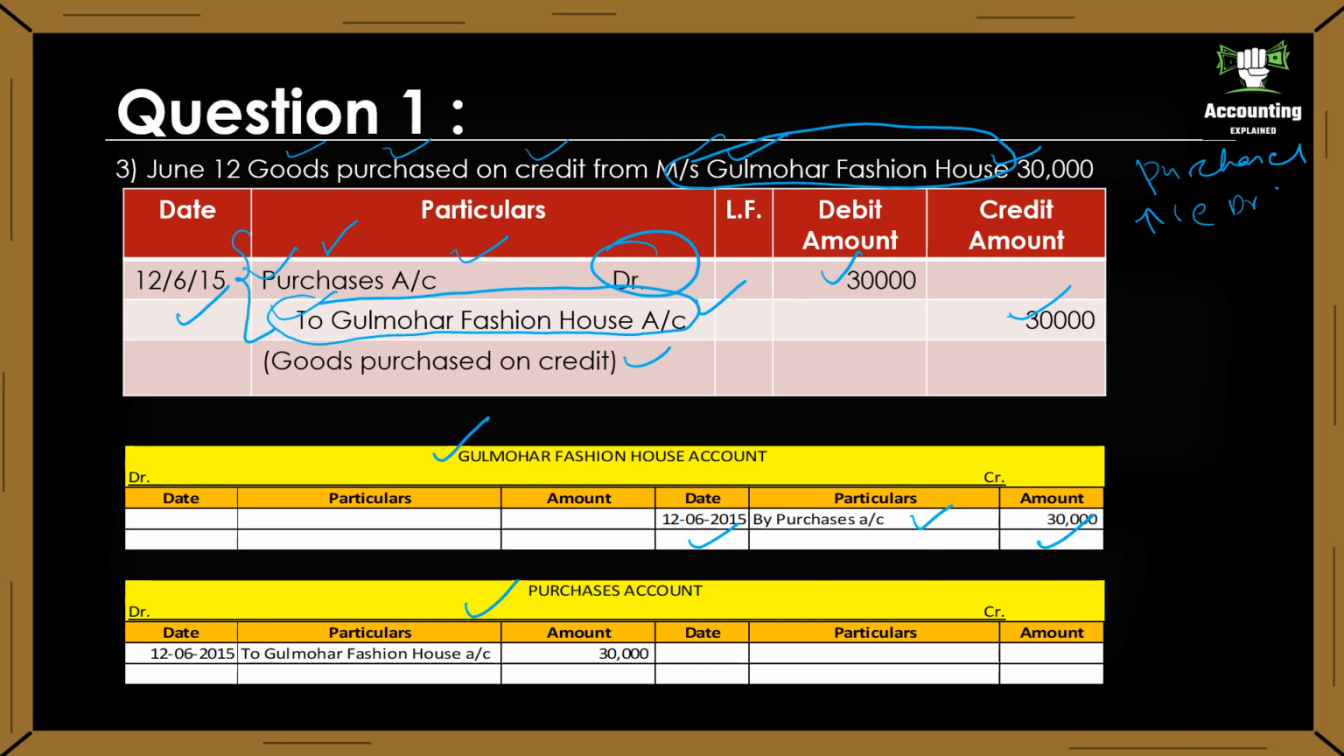Okay. Now another account is purchases account. Purchases account, what have you done? Opposite of purchases account is Gulmohar Fashion House account. Here you have credited, and in the ledger you have to debit it. So on 12th June 2015, on the debit side, to Gulmohar Fashion House account 30,000 rupees.